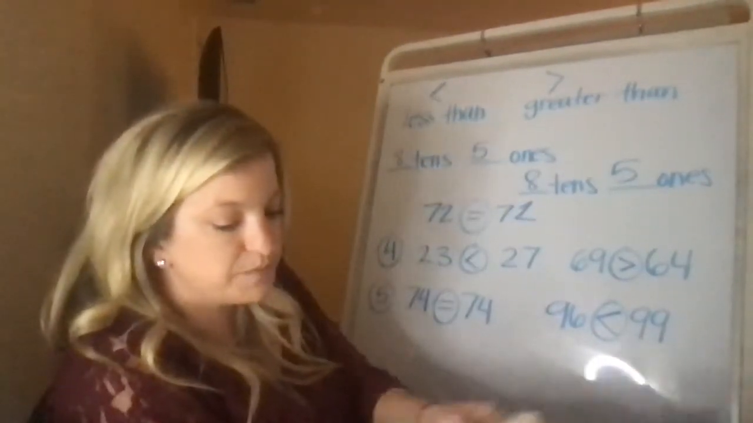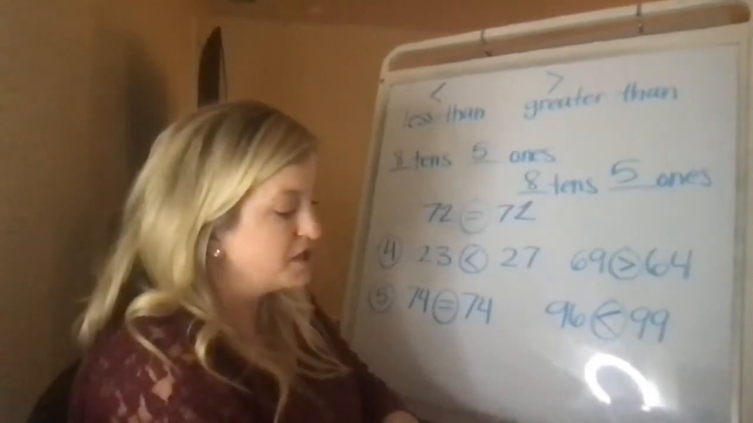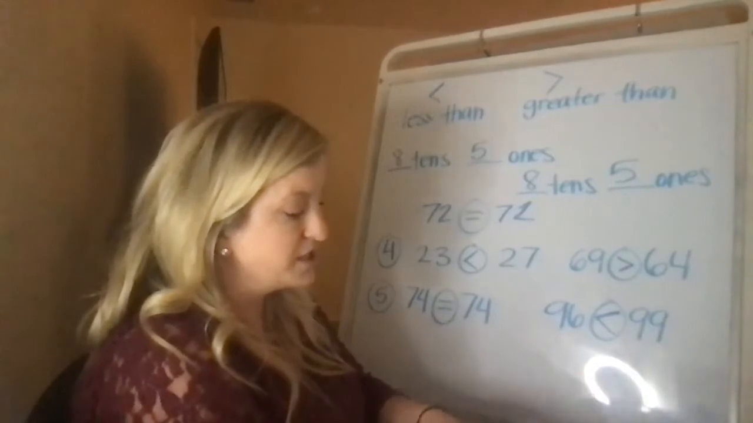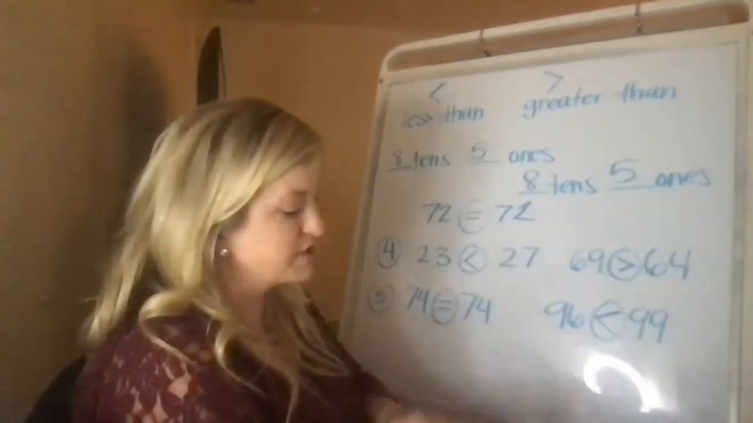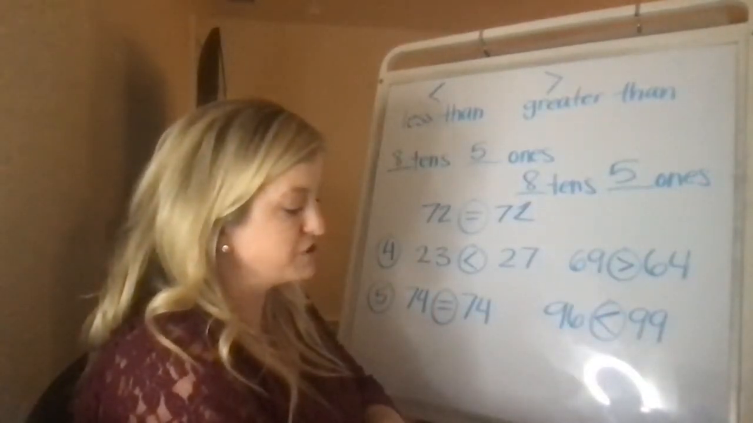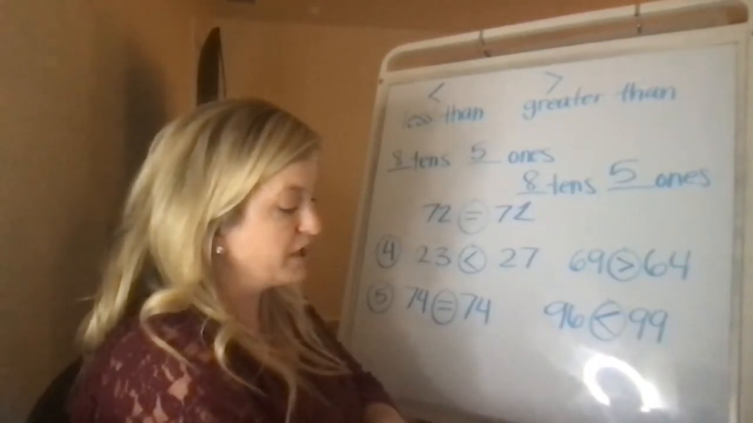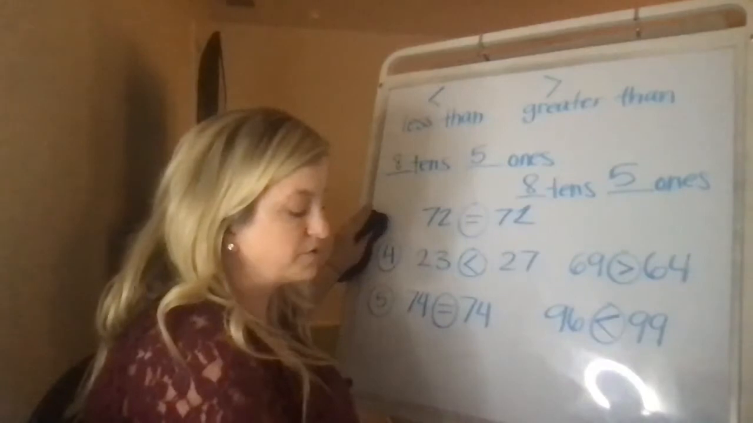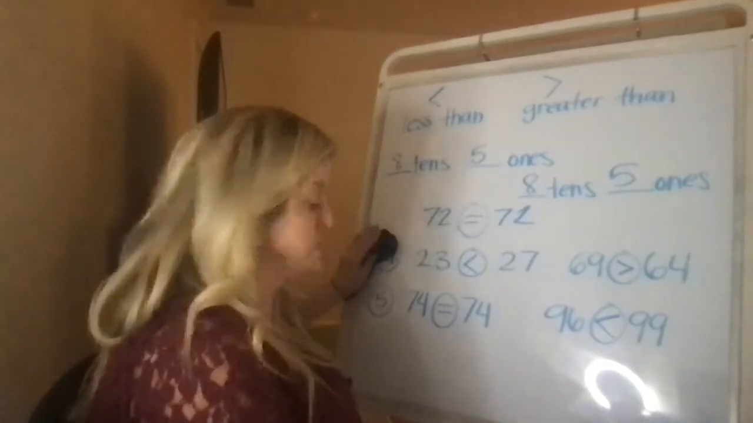Okay, next page. These are the green pages. This is practice. So it says, look at the example. We've done that a lot of times. So we're going to jump down after the example. It says, fill in the blanks. Then write less than, greater than, or equals in the circle.